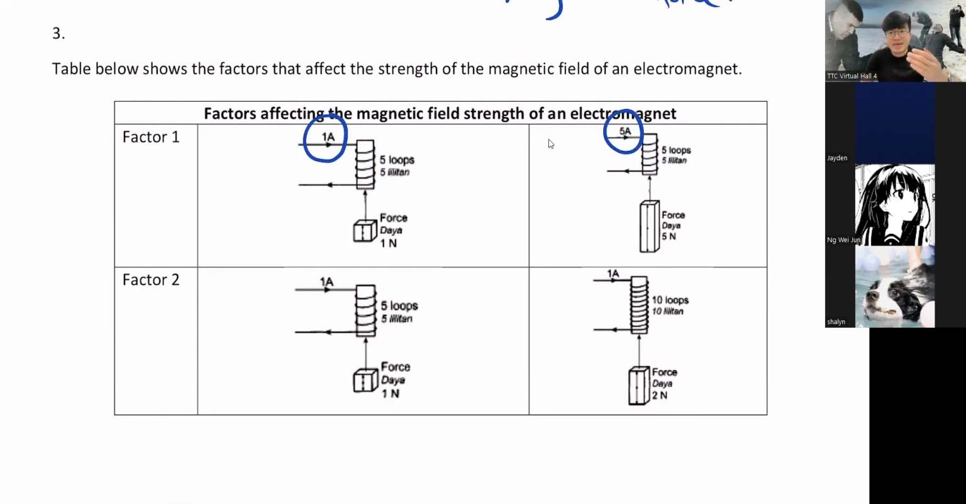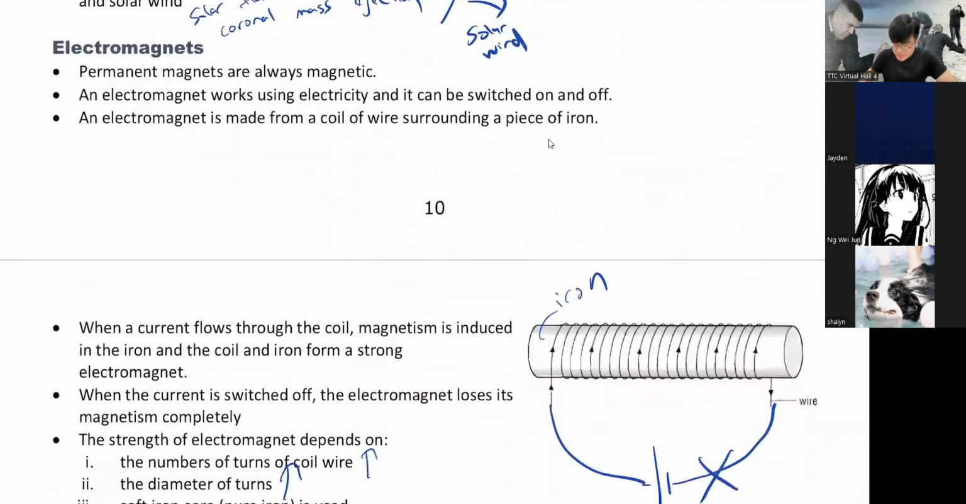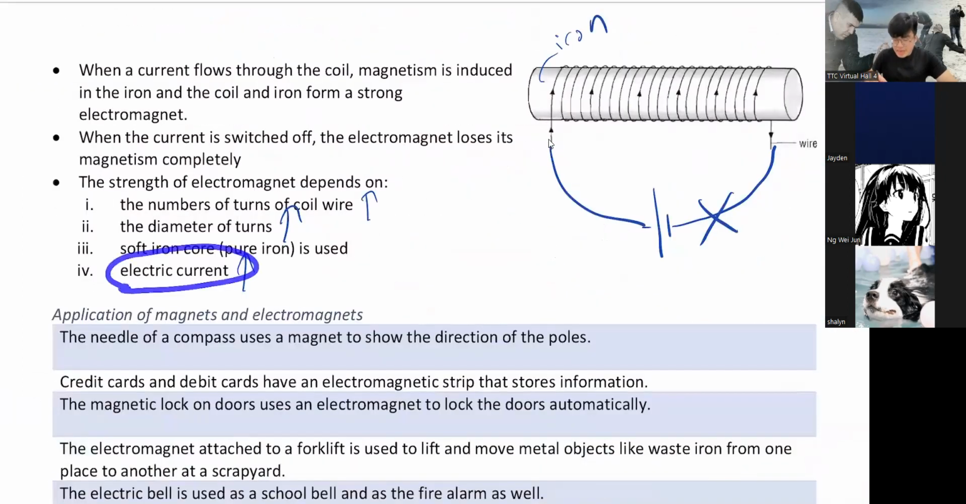You see, the higher the A, this is current. Current is the flow of electricity, which is here. Okay? The higher the current, the stronger the magnet is.